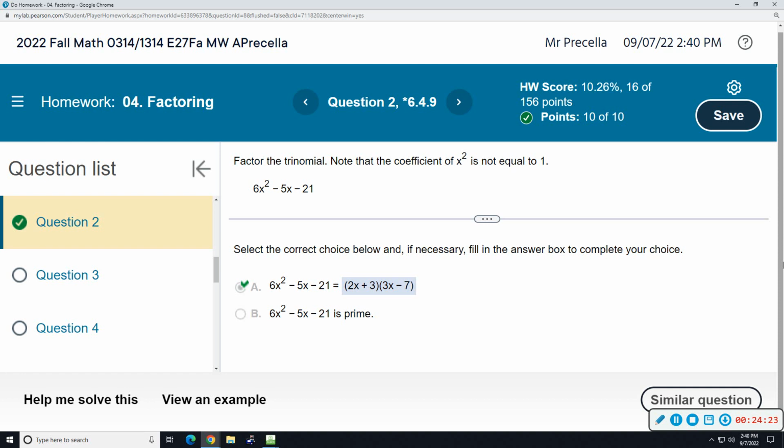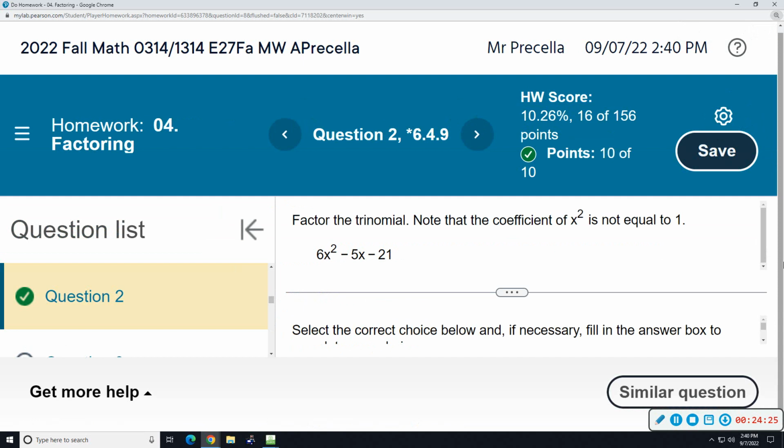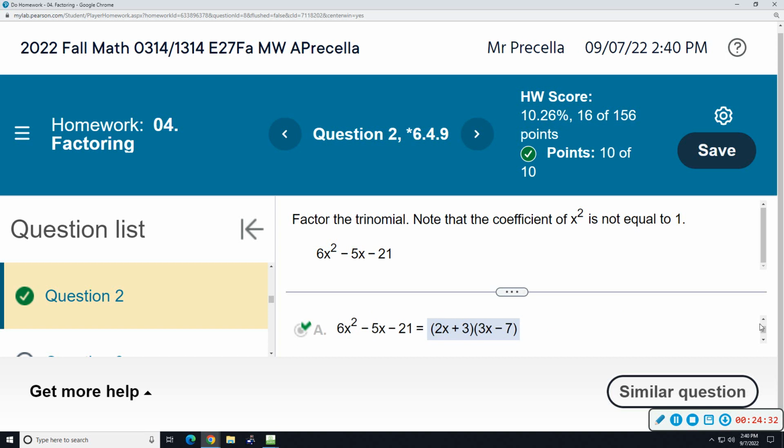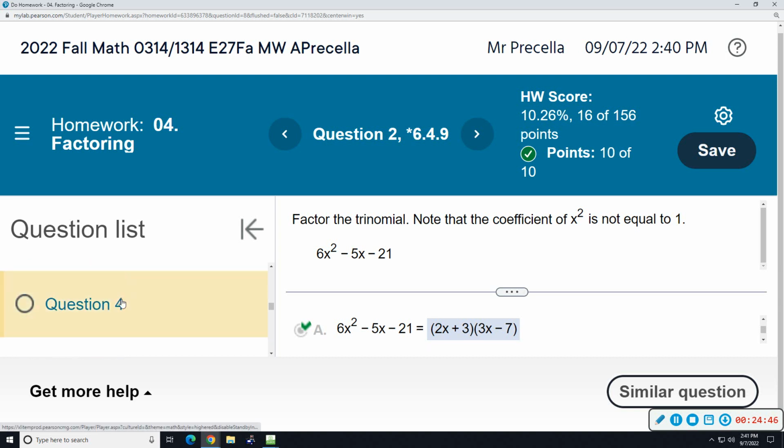do I need to make it a little bigger? Oh, too big. There. Okay. Any questions there? You can always foil this stuff out to check and see if you're doing it right. Let's go on to the next even number problem.